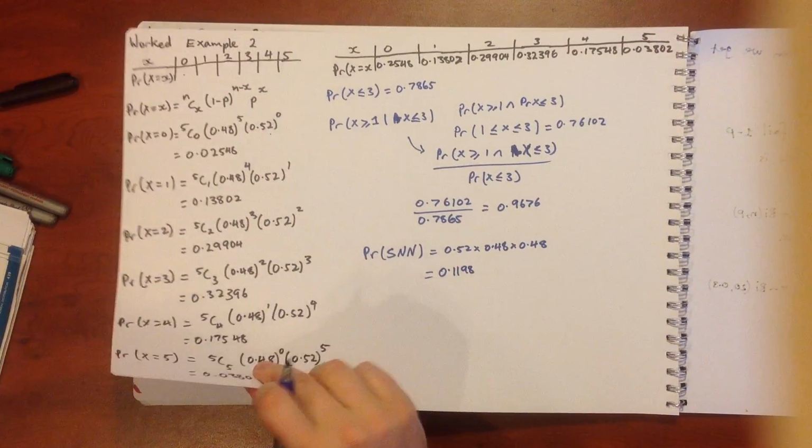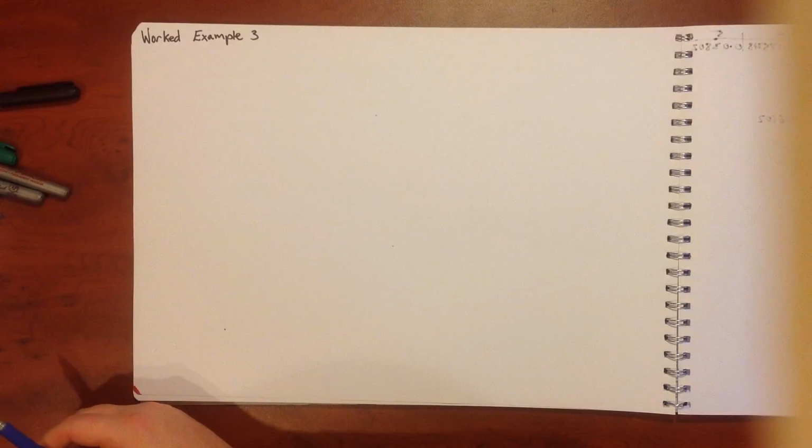Okay, so we'll keep moving on. We'll have a look at worked example 3. A test consists of 20 multiple choice questions, each with 5 alternatives for the answer. A student has not studied for the test, so she chooses the answers at random. Let x be the discrete random variable that describes the number of correct answers.